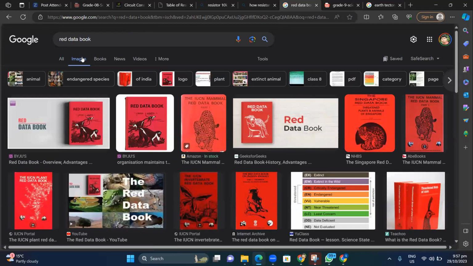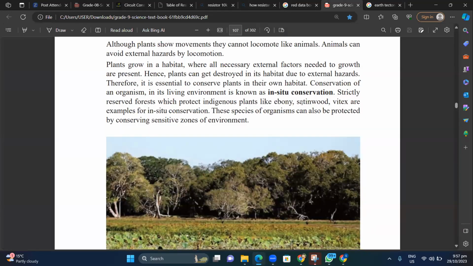In this red data book, not just plants, endangered animals and plants are all listed. In Sri Lanka also, there was an argument about a certain plant which was on the highway, and it's an endangered or risky, very rare plant. It's even in the red data book. People will think, what is the red data book? Do you know this red data book?